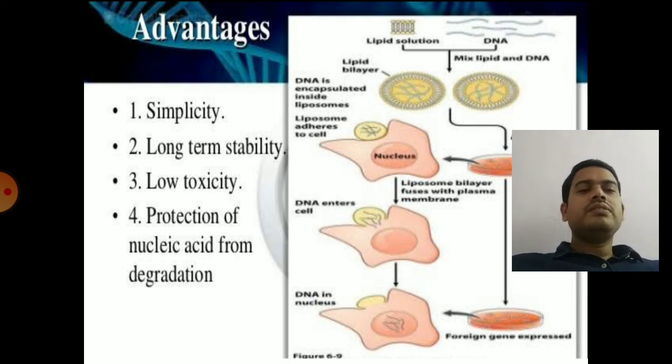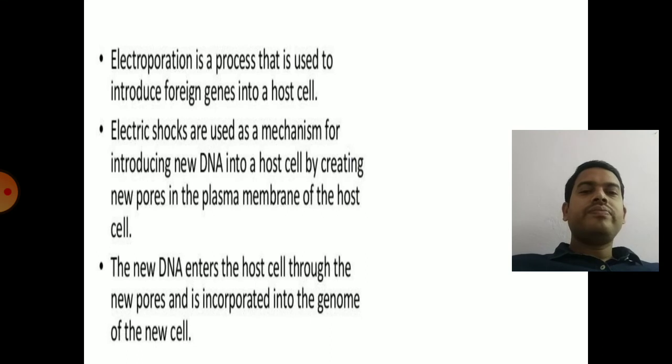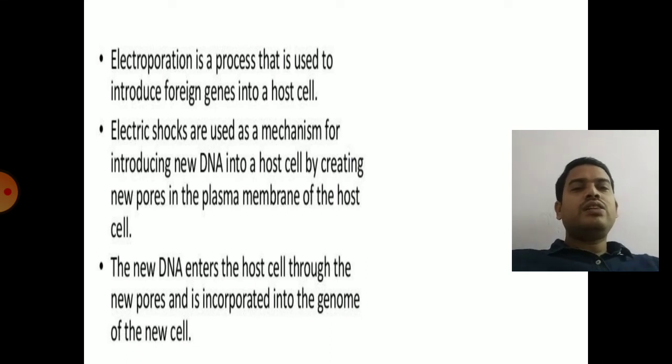Long-term stability is good and the toxicity is very low. And you can also prevent the degradation of nucleic acid, which I have mentioned in the previous slide. So these are the advantages of liposome mediated gene transfer. The next one is electroporation.